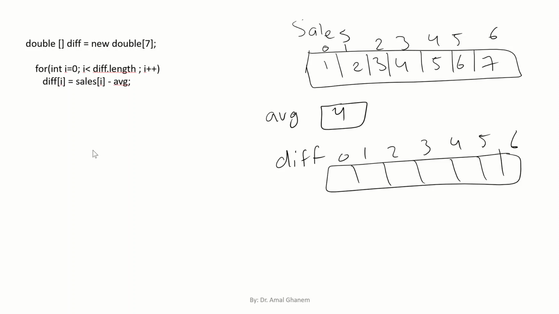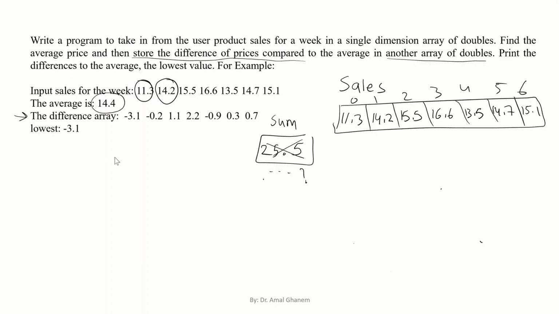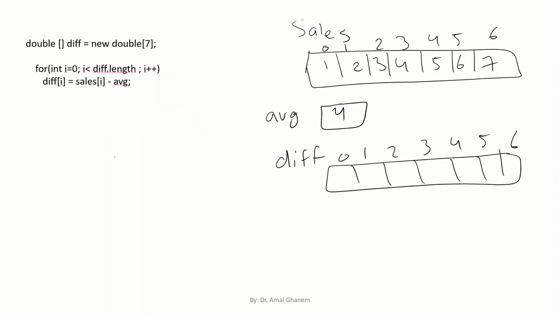So we'll continue with the same examples of sales, average, and the difference. We did the program, but we will do the same thing as a tracing just to make sure that we know the concepts. To save the differences, we have to have them in an array, so the initial thing we did was create double[] difference = new double[7]. So we created a new array difference and the size is 7.